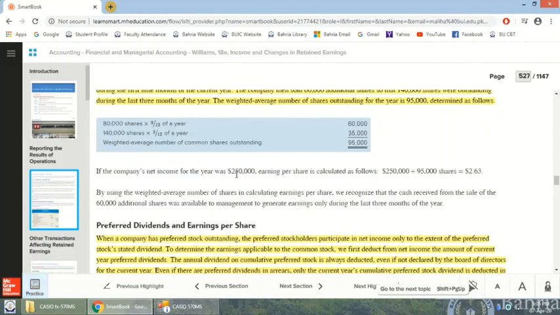So if the net income is, let's suppose, 250, you can simply divide it by the 95,000 weighted average, and then you get the earnings per share.